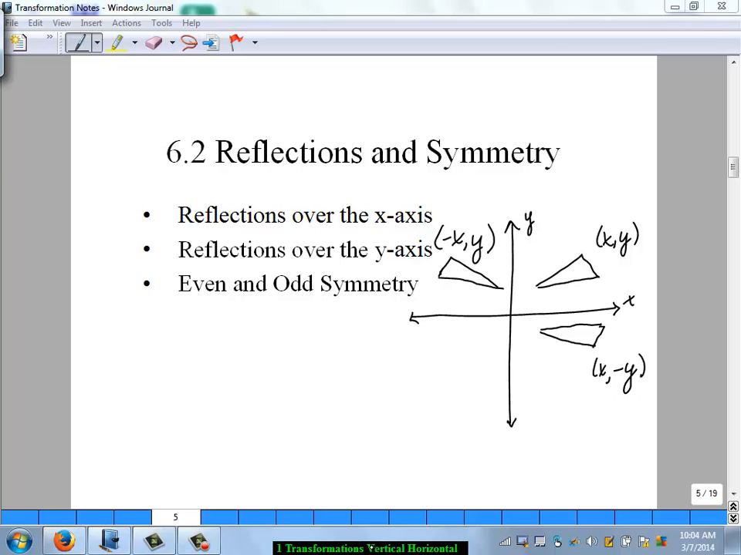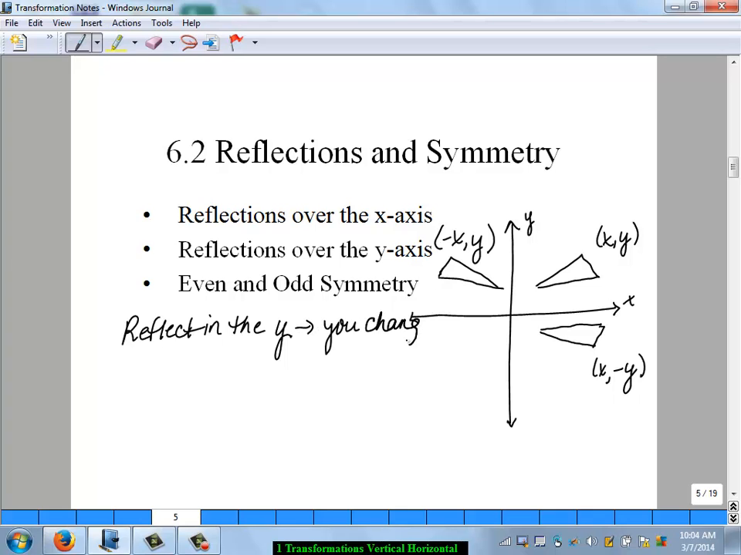What I usually like to say to the kids is, if you reflect it in the y, which means the y-axis, you change your x's. If you reflect it in the x-axis, you change your y's.